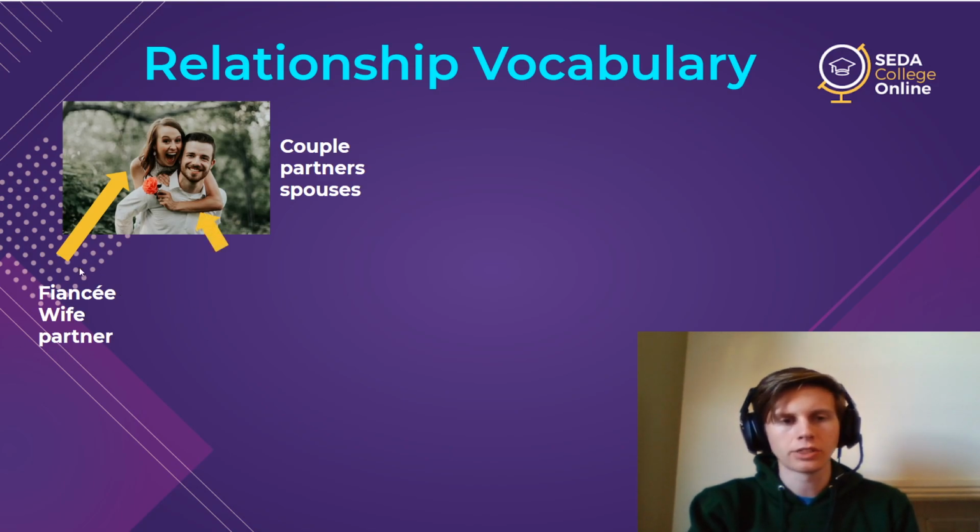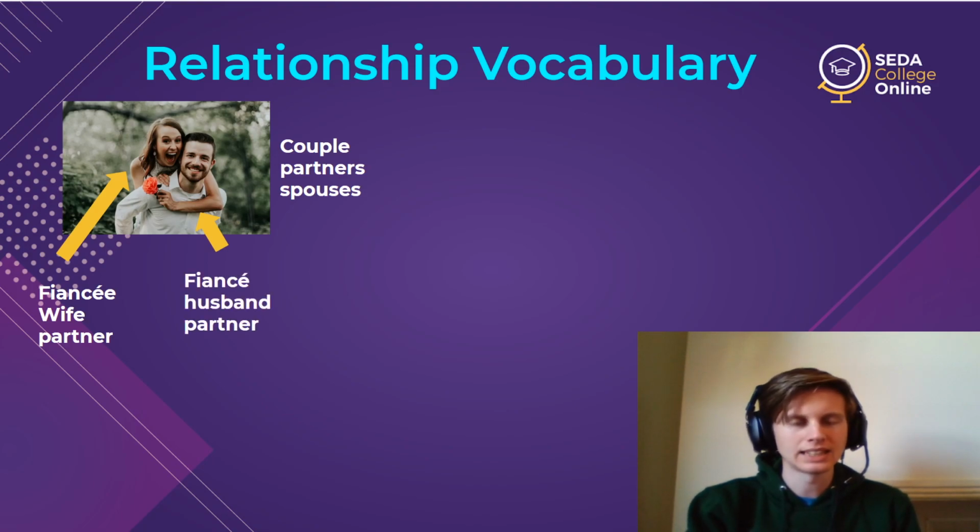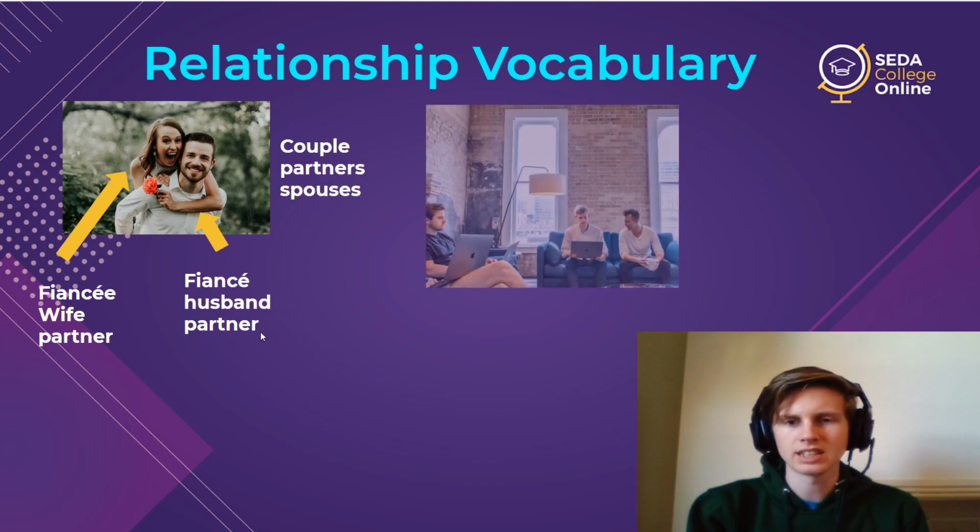So what are these three words for the man? Well, I'm sure many of you said it, fiance. It's the same, but we changed the spelling. So just be careful with the spelling. 2 E's for a girl, 1 E for a guy. And then we have husband and partner again. All right, so next picture.